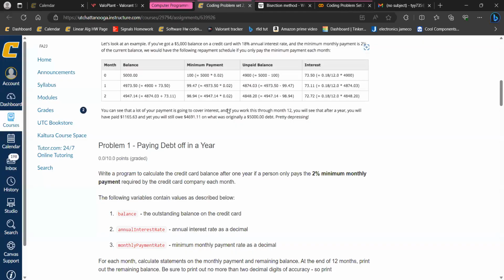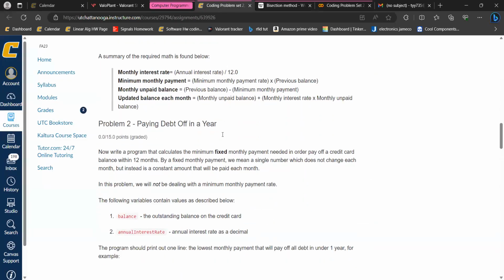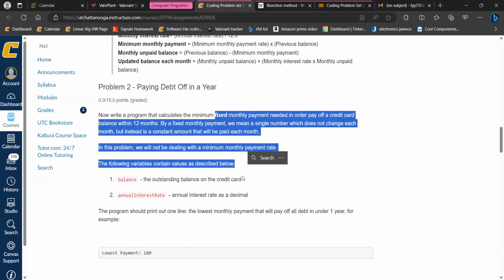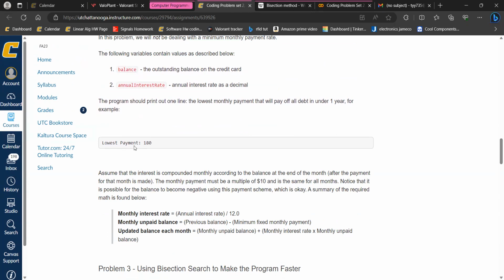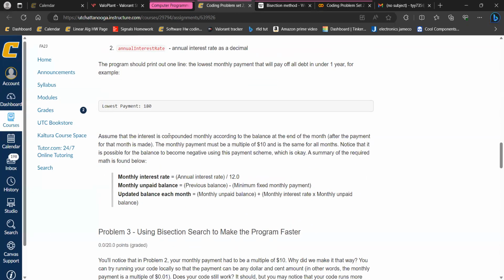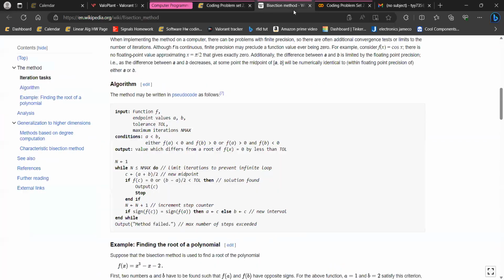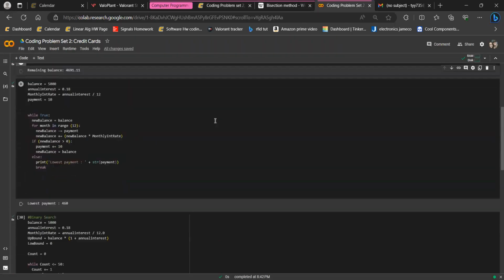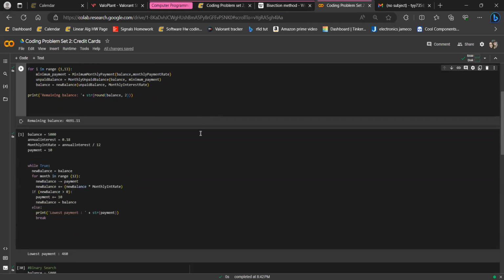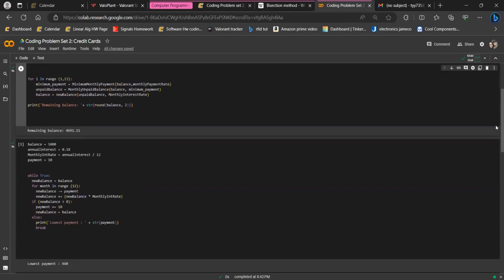For the next problem, there was no interest rate. Yeah, it was a fixed monthly payment. Trying to find the lowest payment that you can make. I did these a while ago, so I'm trying to remember exactly what I did. Oh, I remember. Yeah, okay. So it wanted this in increments of $10, so kind of like an even number. We still have a balance, we have an annual interest, and we have a monthly interest rate, but there is no minimum amount that you have to pay. We're just trying to see how much it would cost to pay all of it off in the year, like the entire balance.